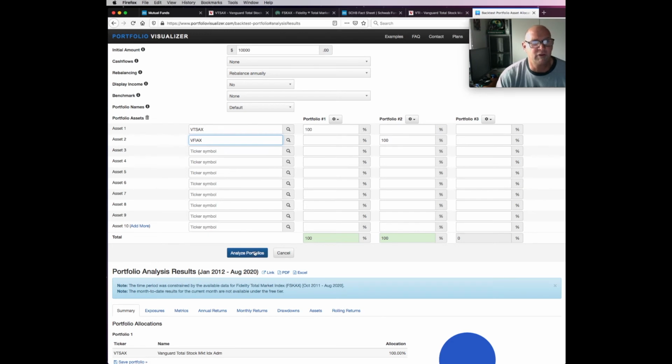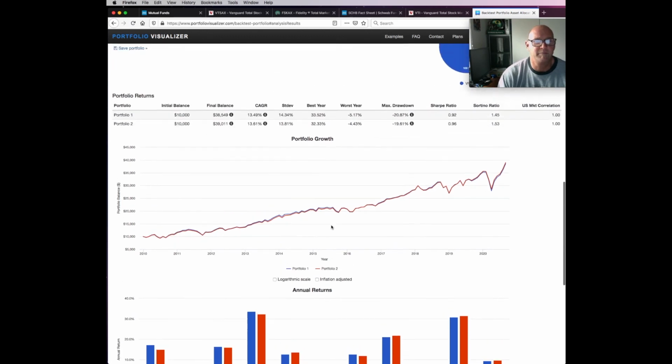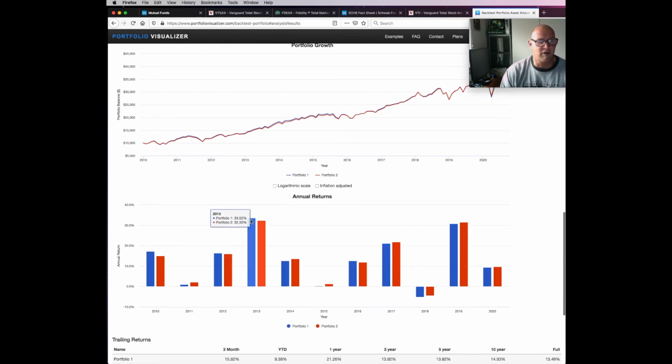All right, so that's a good example. Let's analyze those two portfolios. Now, when we look at this one, we see that the balance is almost a $500 difference. And as we see, portfolio 2 is up by about $500, you guys. And that is the S&P 500 index this time. But if we scroll down to the bar graph, you can see there are years where the total stock market wins, and there are years when the S&P 500 edges it out. They're always pretty close, you guys.